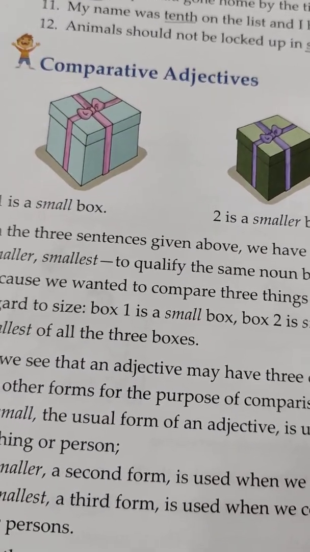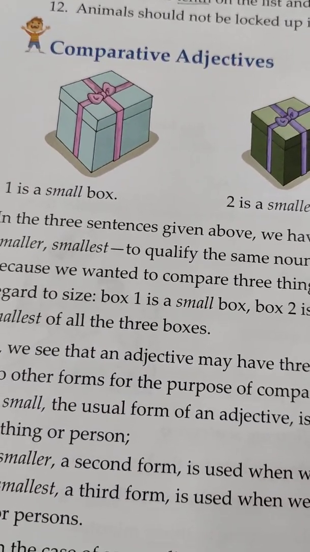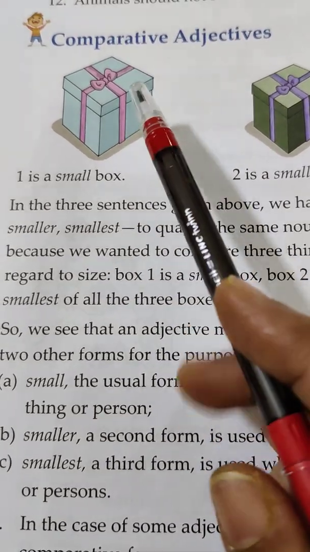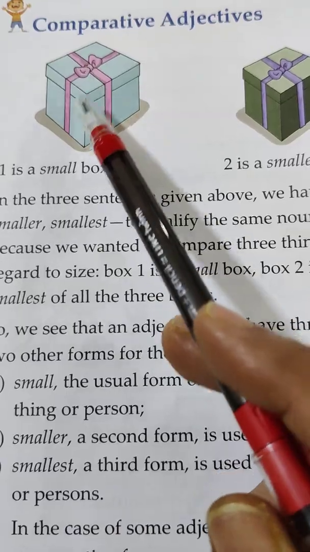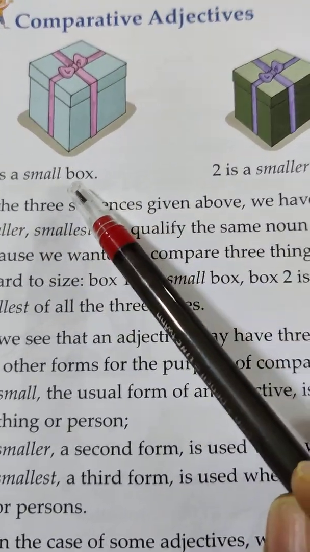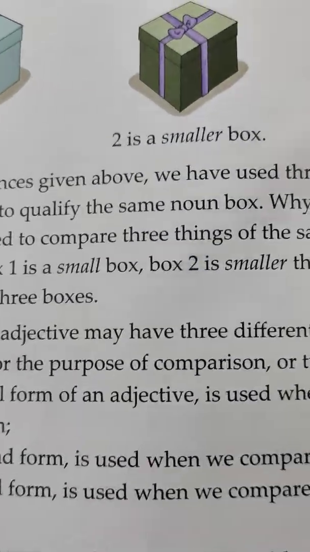Hi children, in video 3 I'll tell you about comparative adjectives. You can see in the book there's a big small box. Small is an adjective. What box? The size of the box is small. Small box.